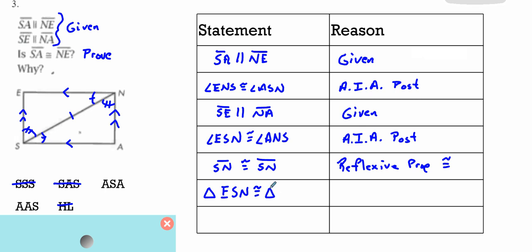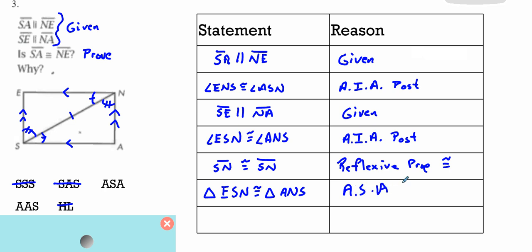Can we make this statement? From the fourth step, I just took the same letters. All you have to do is change the sign in front of it, and you've got a triangle instead of an angle. Can we say that triangle ESN is congruent to triangle ANS? Yeah, you can, because angle, side, angle, angle, side, angle. This is a case of angle, side, angle.